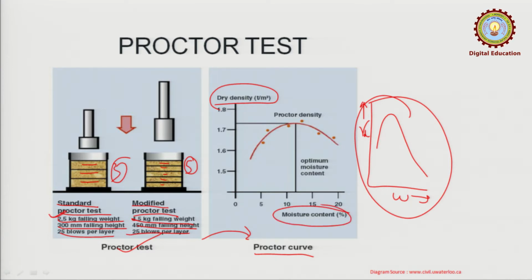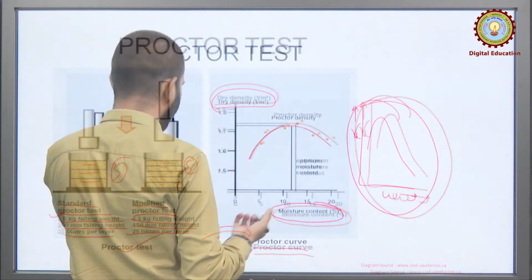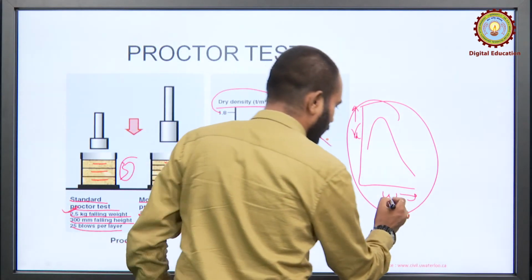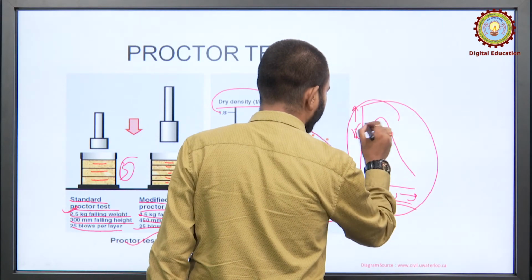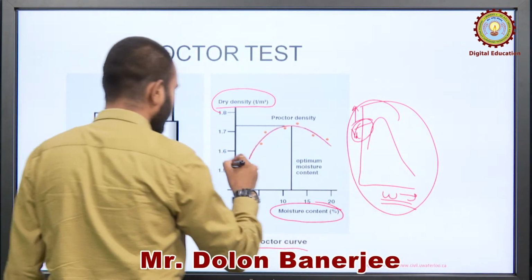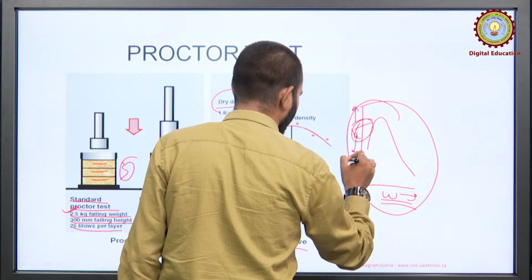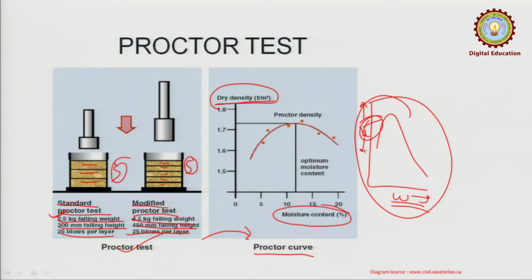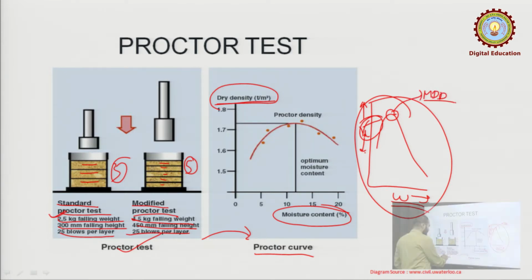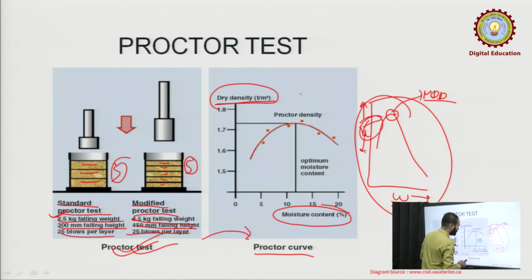In lab, what we do, we carry out this test with different water content, and we find different MDD or different gamma d, which is the dry density. Then we plot the graph to get the maximum dry density. So this method, Proctor's method, or we can say the compaction method, is used in the lab to find out this compaction curve. So this is just the use.